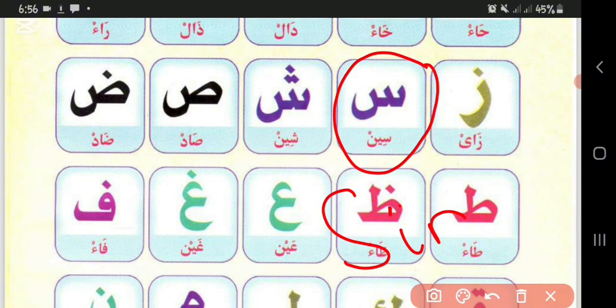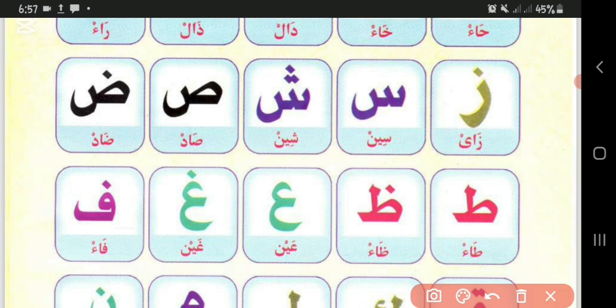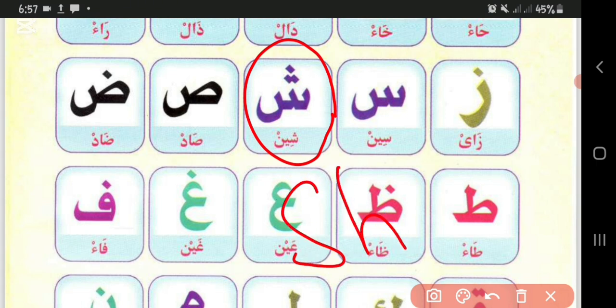Then the other one is Shin. When you look at Sin, it does not have any dots. But in the case of Shin, there are three dots. So that is Shin, Shin, Shin. That's how you are going to pronounce that one. The transliteration is like this: Shin.